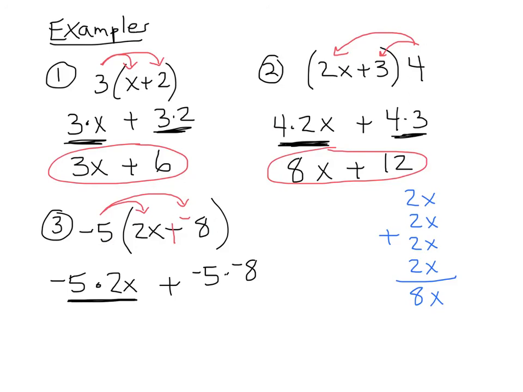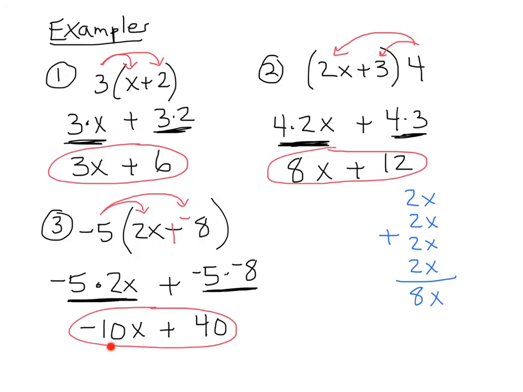These two here, negative 5 times 2x, that's negative 10x. And then negative 5 times negative 8 is positive 40. And that's it. Don't make the mistake of adding from here. These are not like terms.